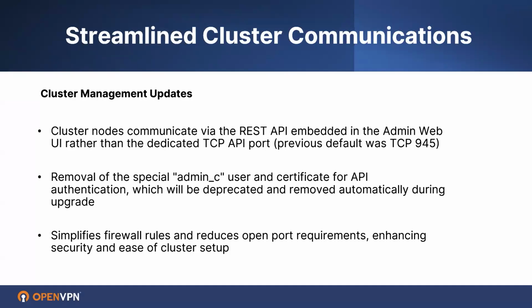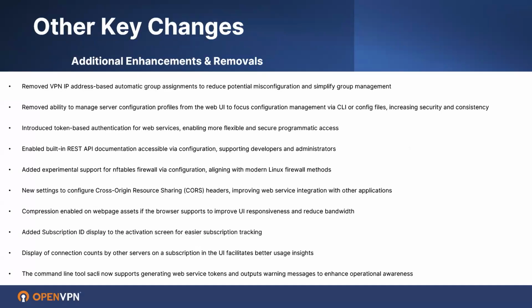Now, with version 3, all the communication between cluster nodes happens through the REST API built right into the admin web UI. This means you no longer need a separate port or a special user. It makes things simpler, cuts down on firewall setup, and boosts security by keeping all cluster traffic within a single, well-protected API channel, basically. Now, one last thing before we jump into a live Access Server: Access Server 3 basically brings some changes to keep up with the latest best practices.